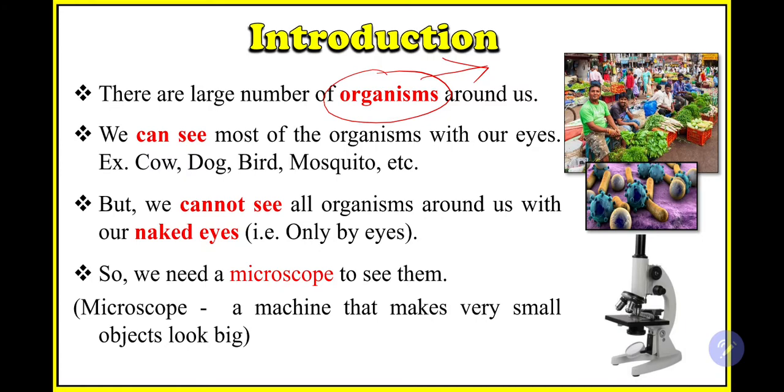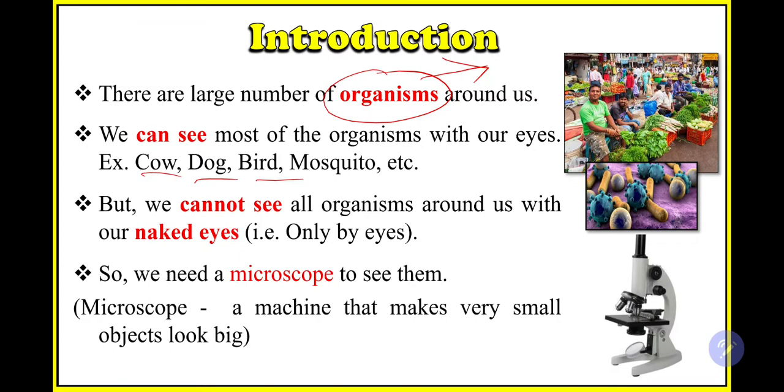For example, when you are moving from your home to school, you have seen a number of human beings, cows, dogs, birds, mosquitoes, etc. But you may think that since you can see a number of organisms with your eyes, you can see everything with your eyes. As we are having eyes, we can think that we can see everything with our eyes. But this is not the truth.